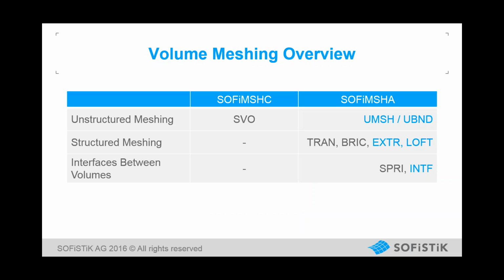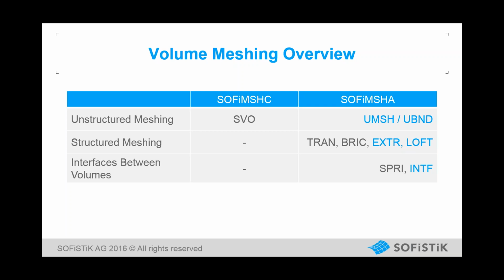The commands we provide for volume meshing are the following, here illustrated with blue color those commands that have been added in SOFiSTiK 2016. For unstructured meshing, we can use the SVO command in SOFiMSHA or UMesh command along with UBound command in SOFiMSHA. This will result into a tetrahedral mesh. For structured meshing using hexahedral elements, we can use the trunk command or the brick command in SOFiMSHA, as well as the recently added extrusion and lofting commands.